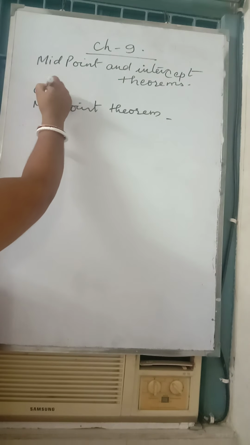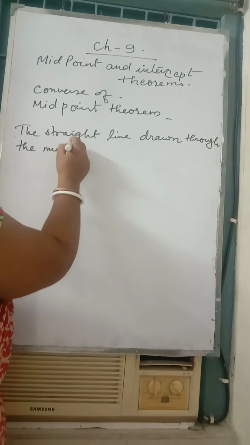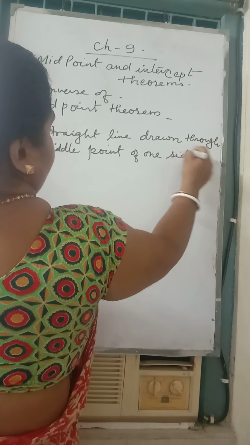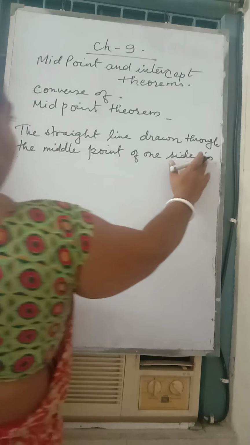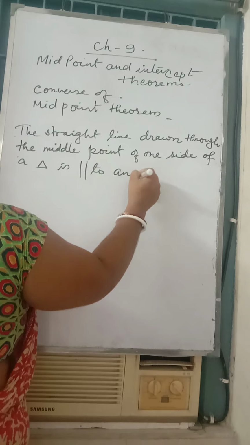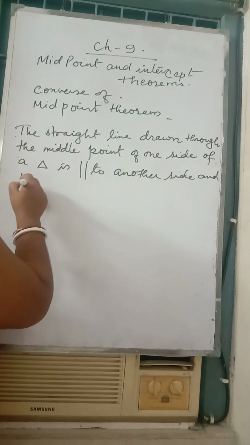converse of midpoint, the straight line drawn through the middle point of one side of a triangle is parallel to another side and bisects the third side. You must write these theorems in your copy.